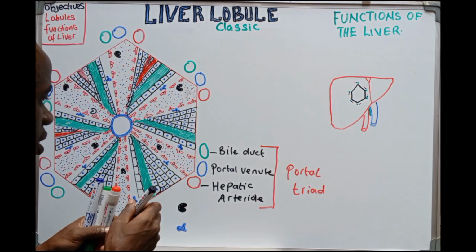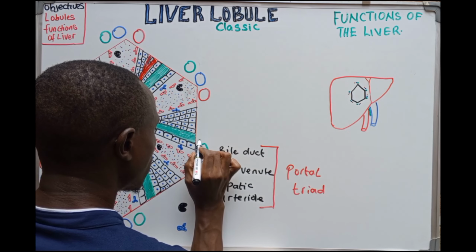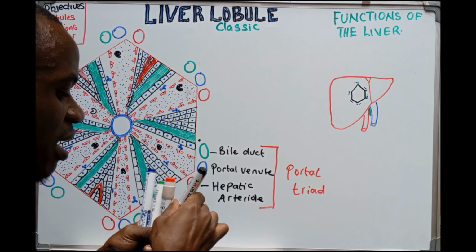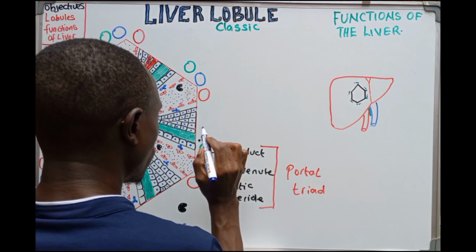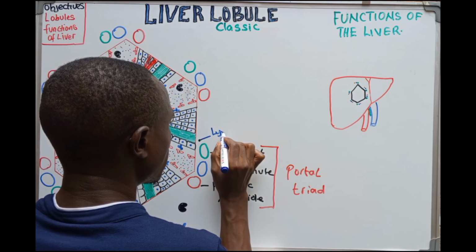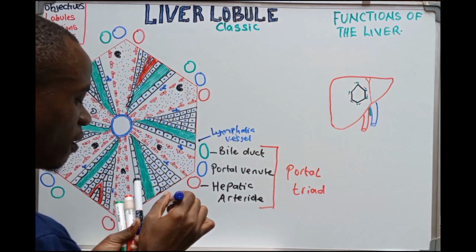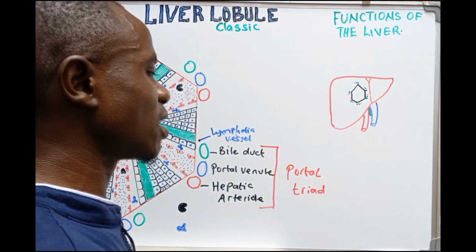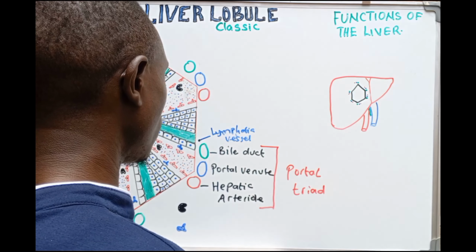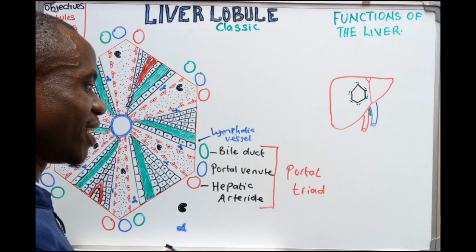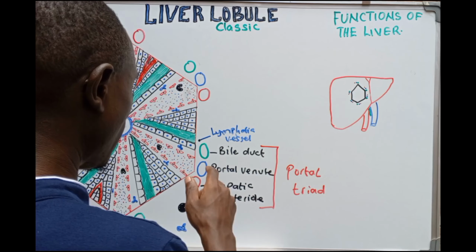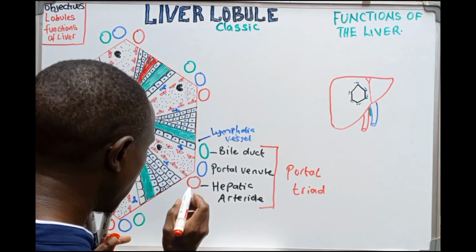We also have some other structures, for example the lymphatic vessels. Lymphatic vessels are going to be draining excess extracellular fluid into the celiac lymph nodes.